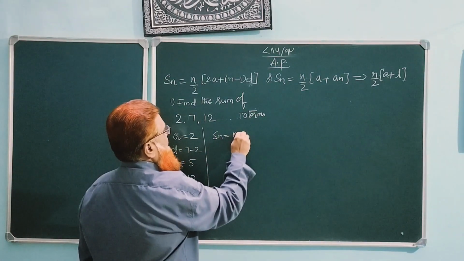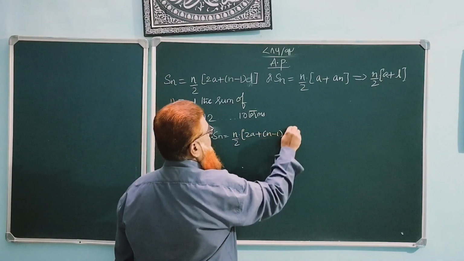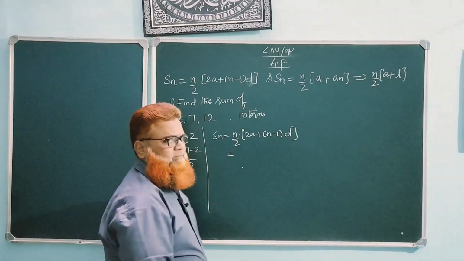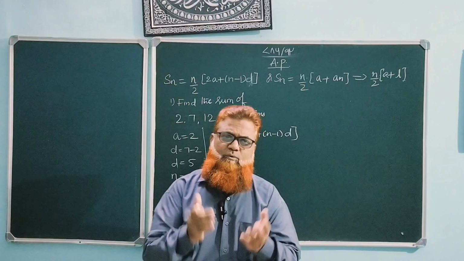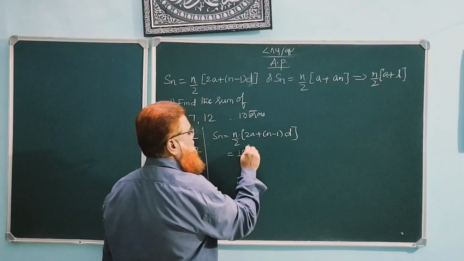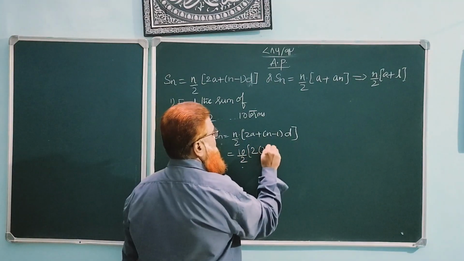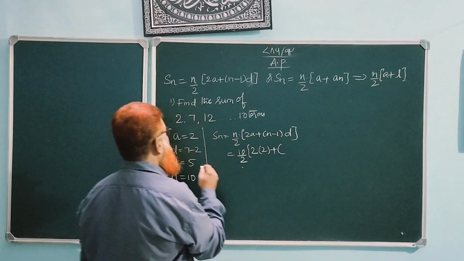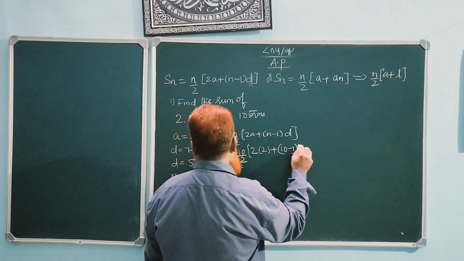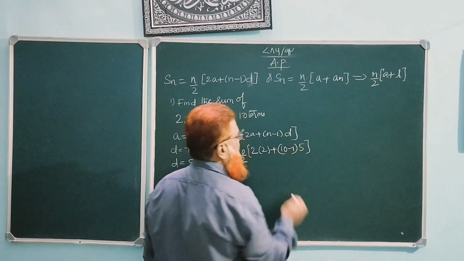So Sn is equal to n by 2 into (2a plus (n minus 1) into d). Substitute what is given and what is known to you. Here n is known, so I write 10 by 2, into 2 times a, the first term, which is 2, plus n minus 1, that is 10 minus 1, multiplied by d, which is 5.